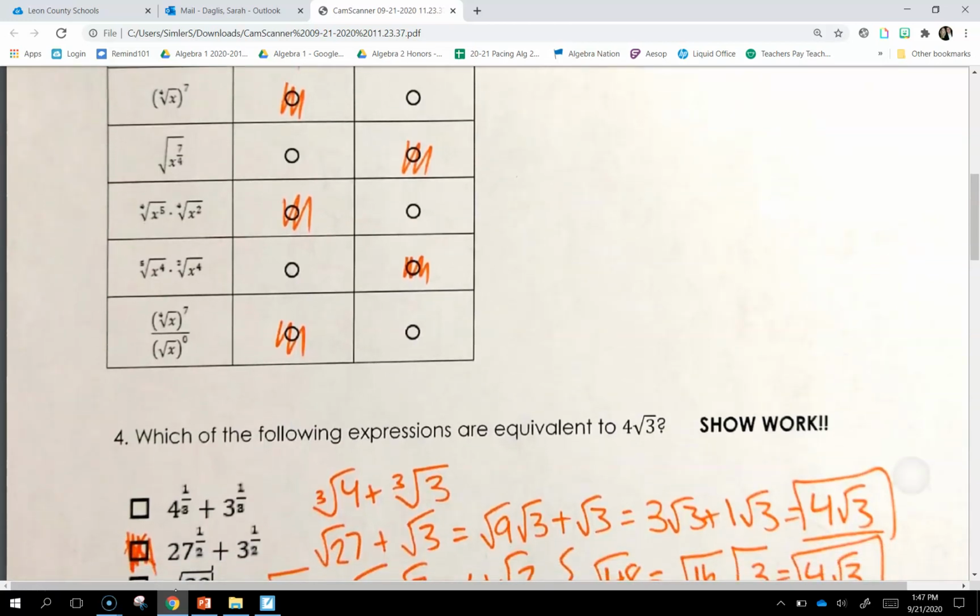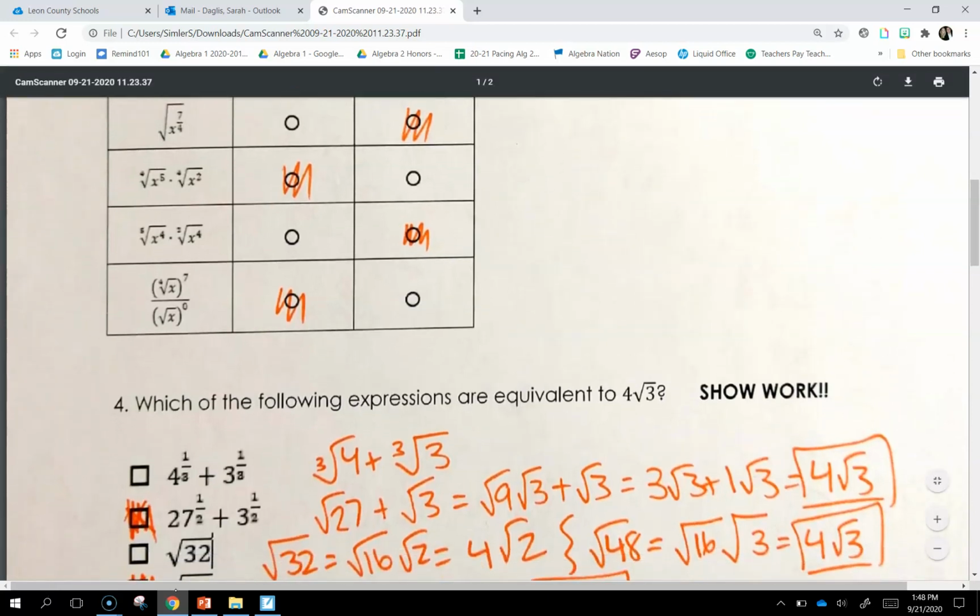The next one, I rewrote them. So this had a power of 1/2, so this is the square root of 27. Here, power of 1/2, this is the square root of 3. Now, before I can add them, I have to simplify them. So the square root of 27, I broke apart to be 9 times 3. And I know the square root of 9 is 3. So that changes into 3 square root 3 plus square root 3. Now they both have the same radical, so I can add them together. They're coefficients. So I did 3 plus 1, and I got my 4 radical 3. So that box gets checked off.